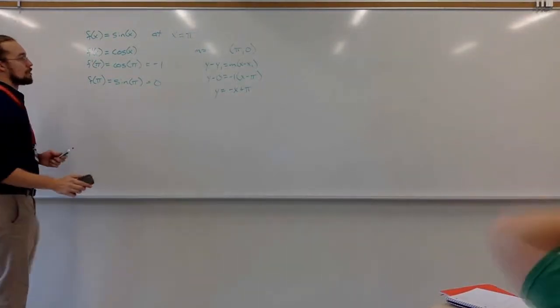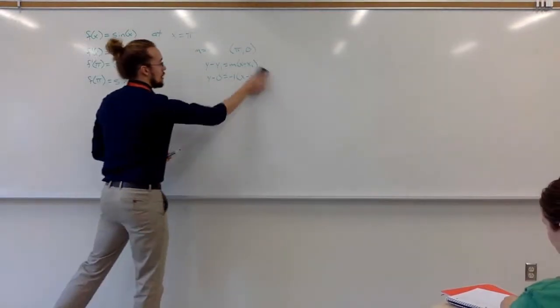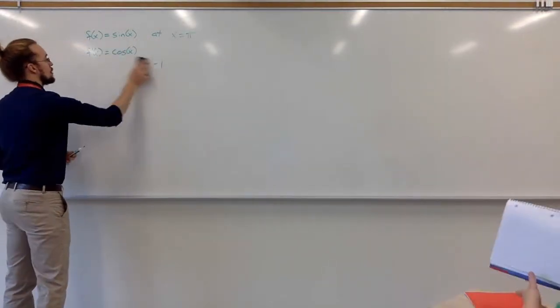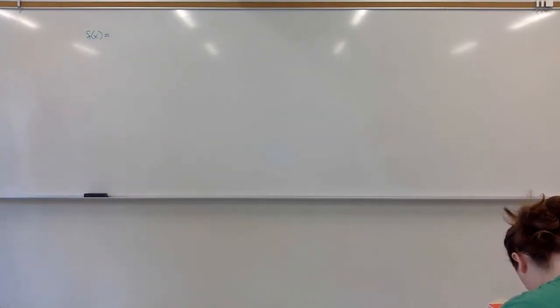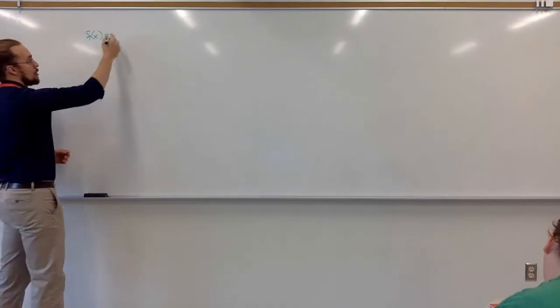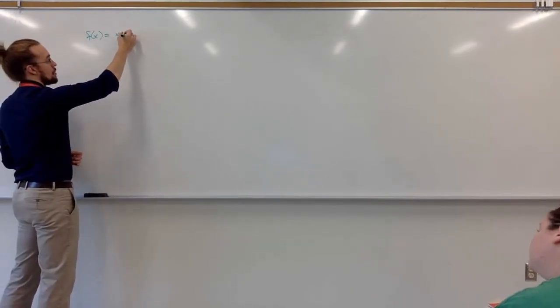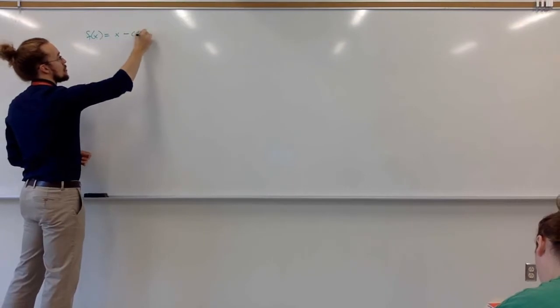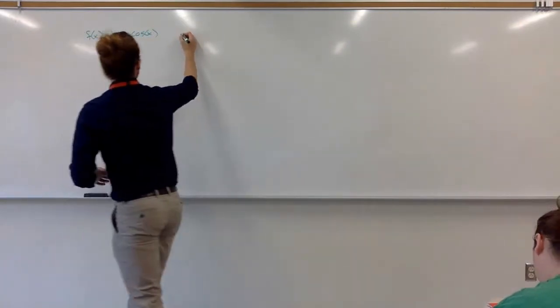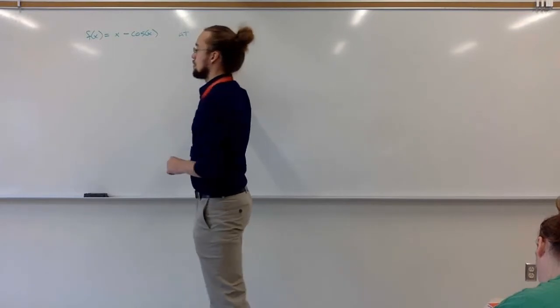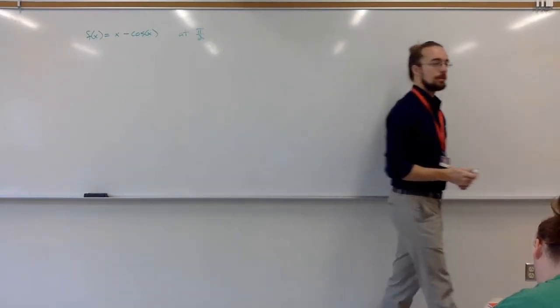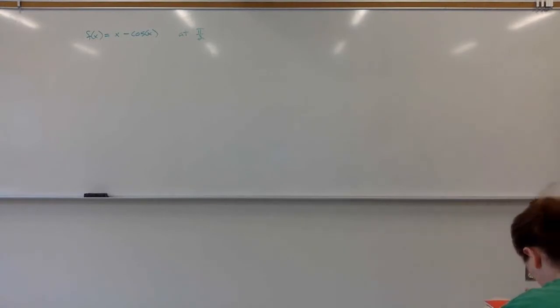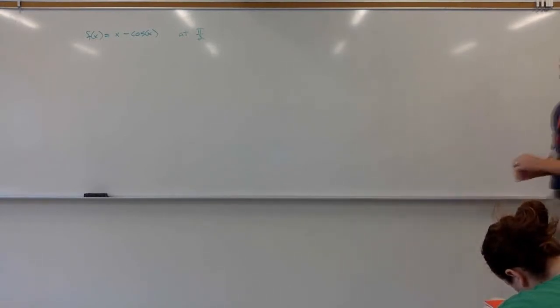Alright, you okay with something like that? Alright, then let me give you one to try here. Write the equation of the tangent line to x minus cosine of x at pi/2. Okay, write the equation of the tangent line to x minus cosine of x at pi/2.